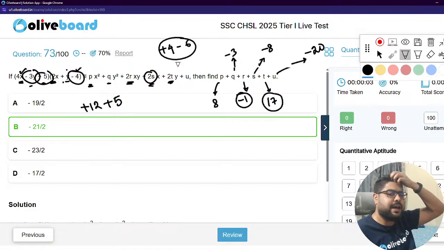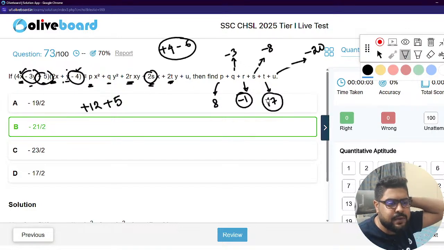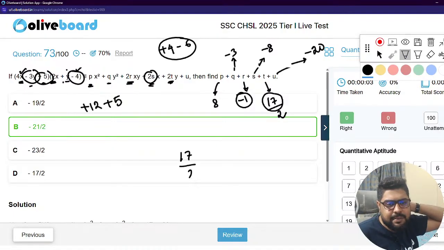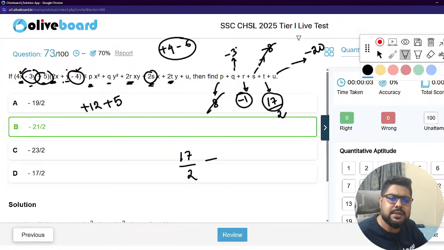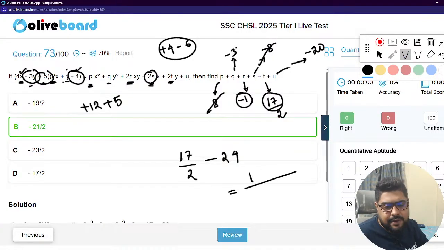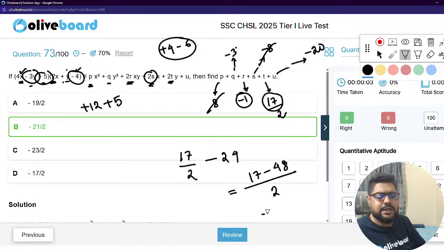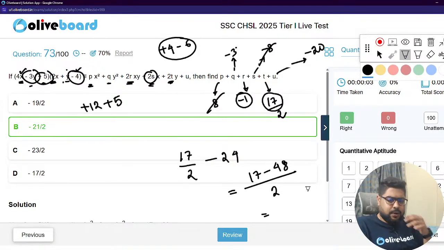Calculate and give the answer. But again, a 2 should have come, no? 2t was equal to 17. So this 17 by 2 will be, sir. Plus 17 by 2. 8 and minus 8 gone, sir. This is minus 24. 17 minus 48 by 22. Sir, it is how much, sir? It is how much, sir? 48, 31 I'm getting.